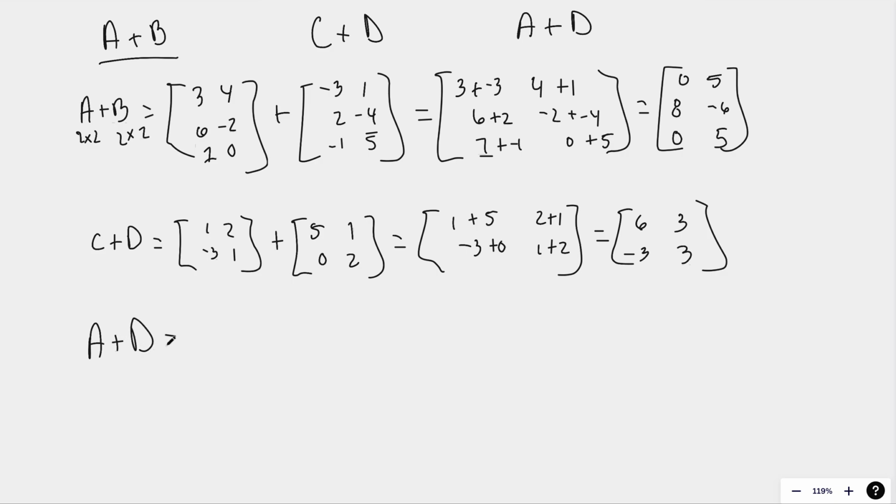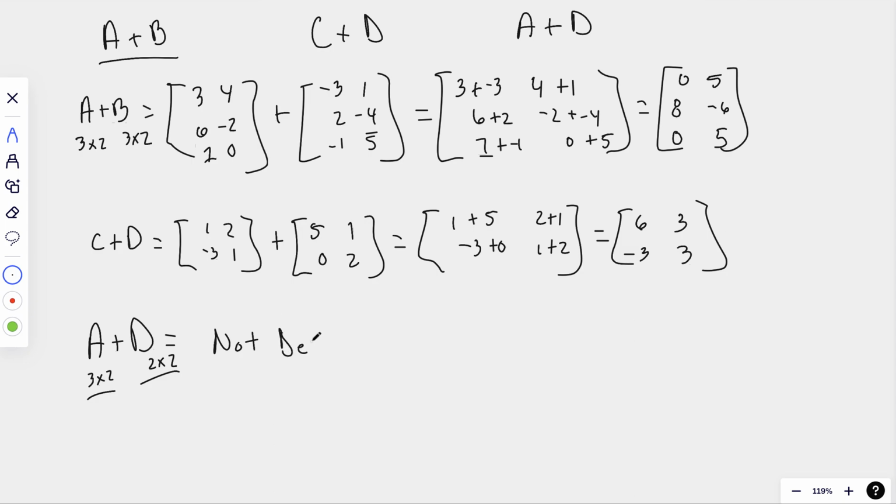Finally, we have A plus D. Now, if you notice here, A is a 3 by 2 matrix. Sorry, I'm just catching myself, what a mistake. A is a 3 by 2, but D is a 2 by 2 matrix. Now remember that in order to add matrices, they must have the same dimensions. A and D have different dimensions, therefore this is not possible, or not defined. This is not defined. Okay?